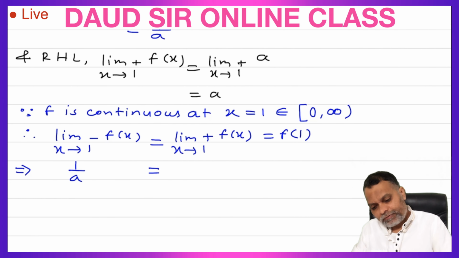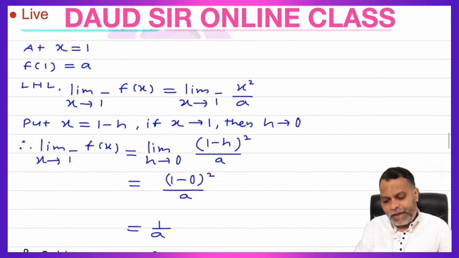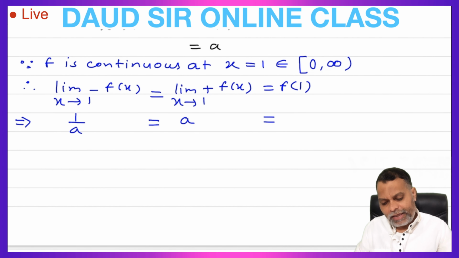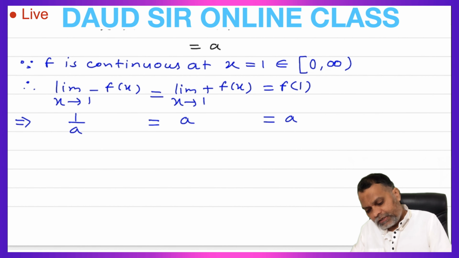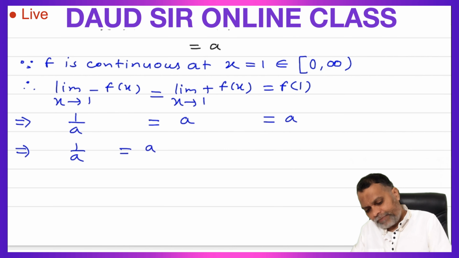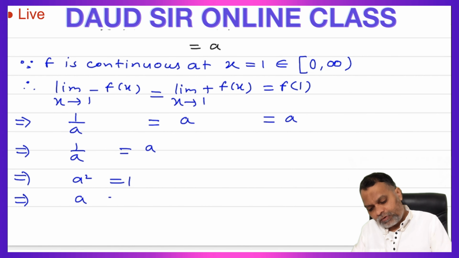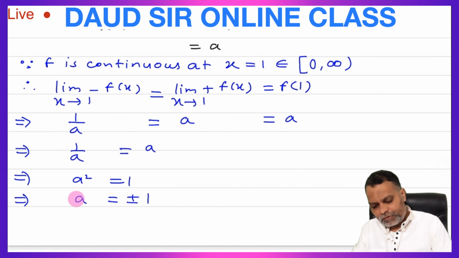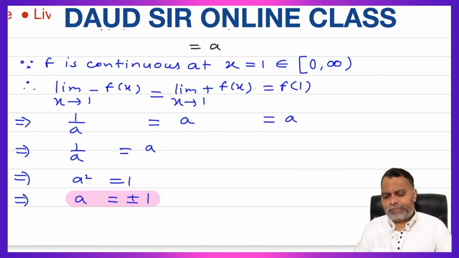Right hand limit we got a, and f of 1 is equal to a. So take any two parts equal. 1 upon a is equal to a, which implies a square is equal to 1. So taking under root, a is equal to plus minus 1. So the values of a are plus 1 or minus 1.